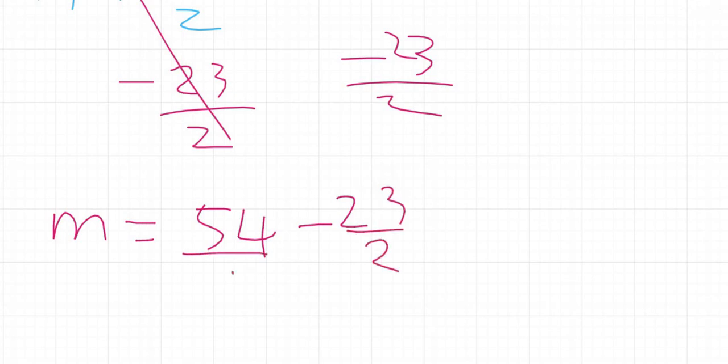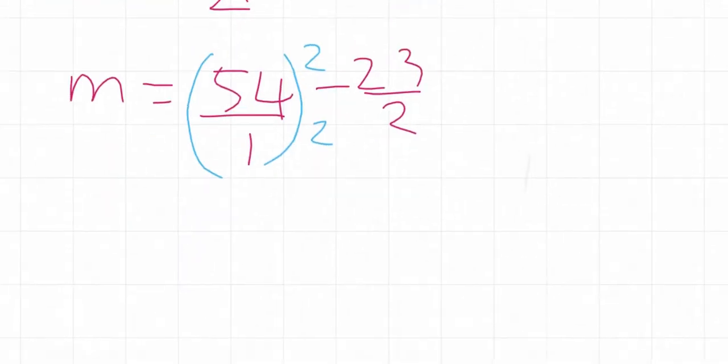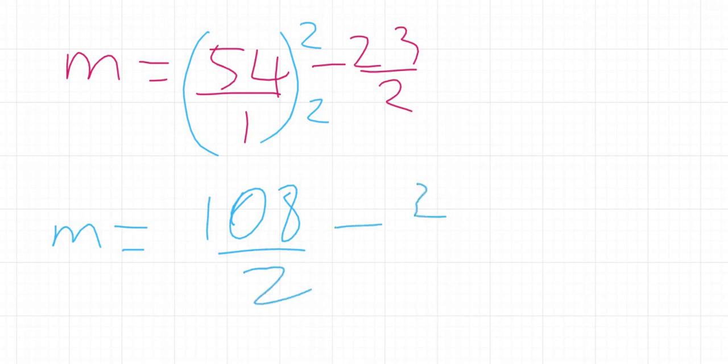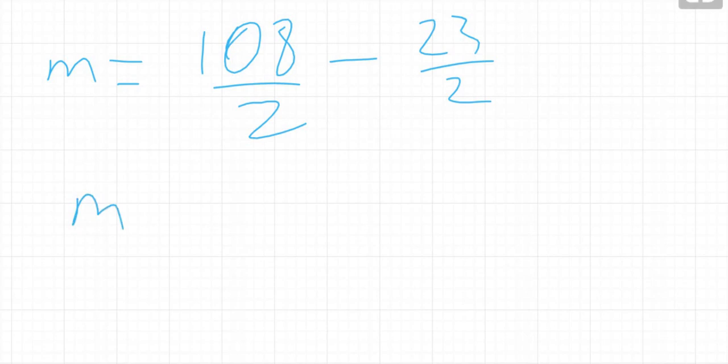And we can use the LCM method, or we could solve this in such a way that both fractions share the same denominator. So we could multiply the entire fraction 54 by 2. So we will have m is equal to 108 divided by 2 minus 23 divided by 2. And since both have the same denominator, we could say m is equal to 85 over 2.